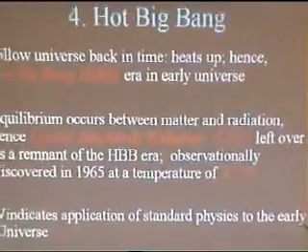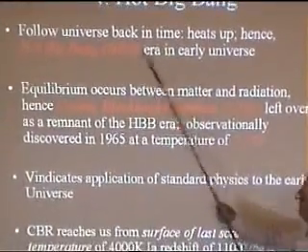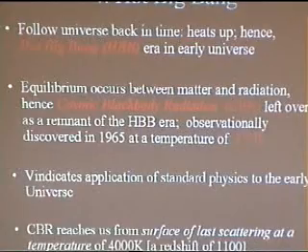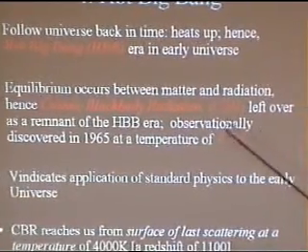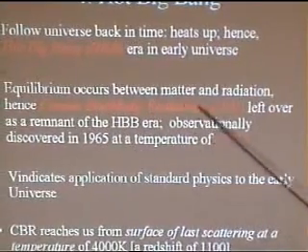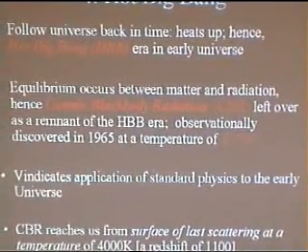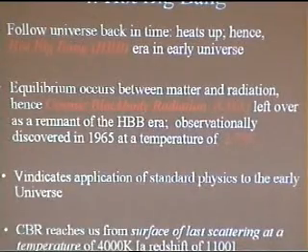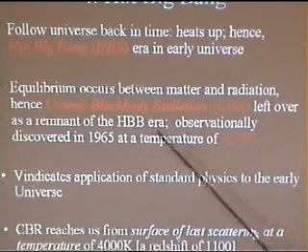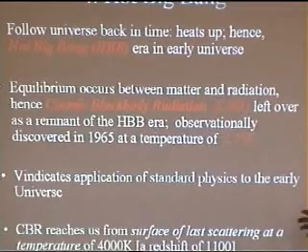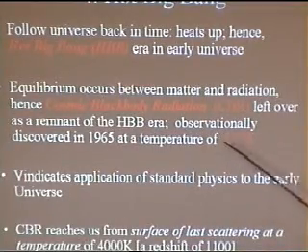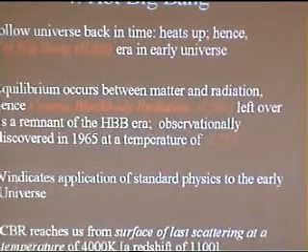Following the universe back in time, it heats up, and hence there was a hot Big Bang era in the very early universe. In these very hot early times, there's equilibrium between matter and radiation, and hence you get blackbody radiation coming out of this early epoch, because matter and radiation in equilibrium give you blackbody. This radiation was emitted at about 4,000 degrees K, but the universe has expanded by a factor of about 1,200 since then, and it has cooled to about 3 degrees Kelvin, or more accurately 2.75 degrees Kelvin.